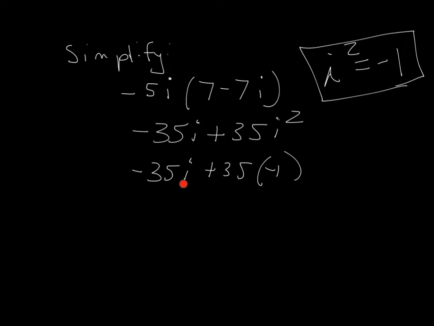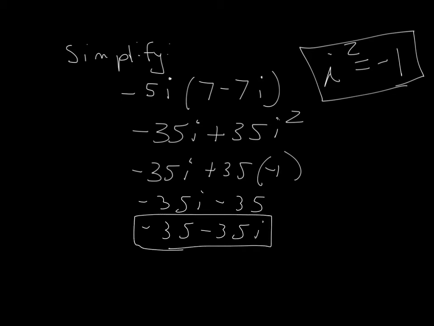Can't do anything with the first power of I. It is what it is. But any other power of I can be broken down to something simpler. And then that's negative 35i minus 35, or negative 35 minus 35i. If we're going to write the number first, then the I, then it'll be written like that.